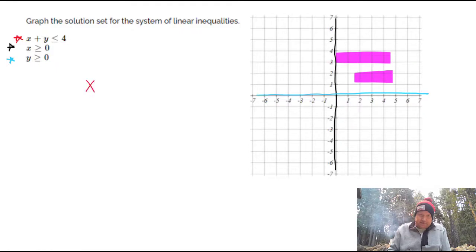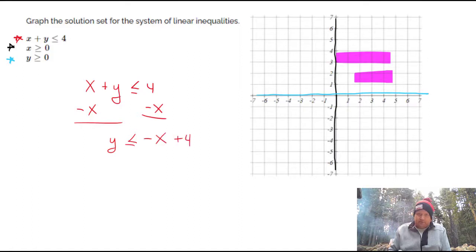Let's take it and solve it. X plus y less than or equal to 4. And we're going to get y by itself. So we're going to end up with an inequality of y less than or equal to -x plus 4. Let's graph that. It starts at 4. It's another solid line. It's got a -1 slope. So it's going to look like this. And that's my line.